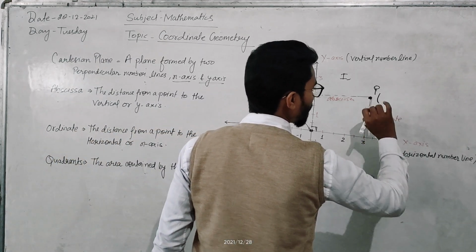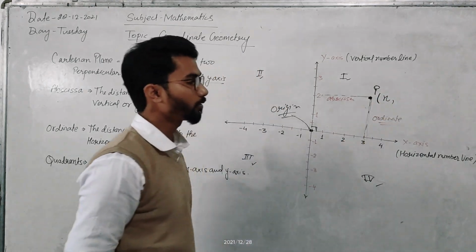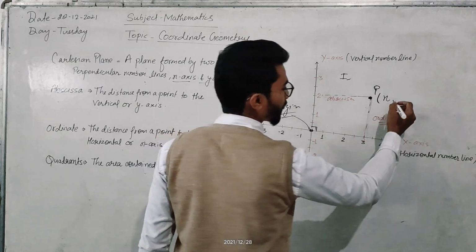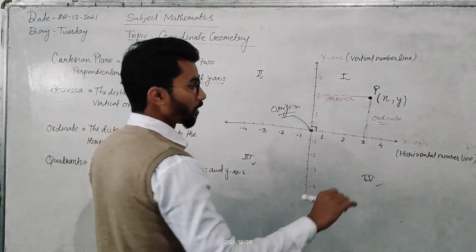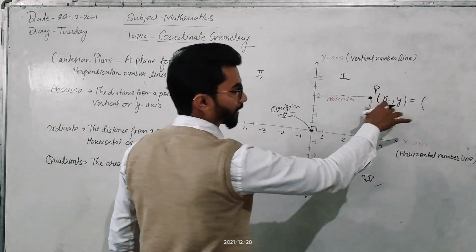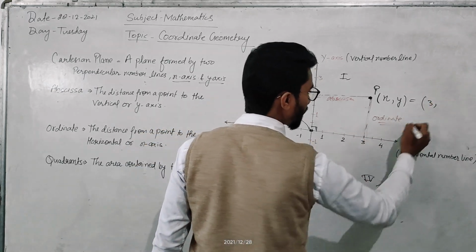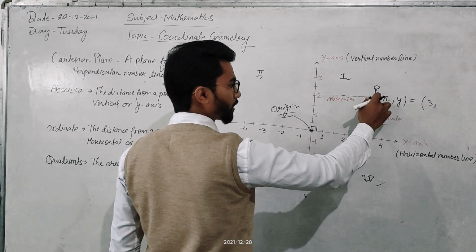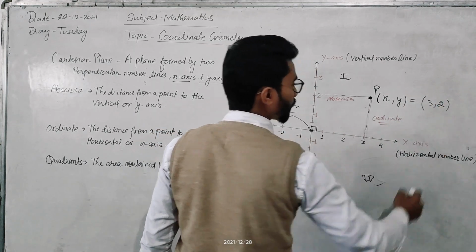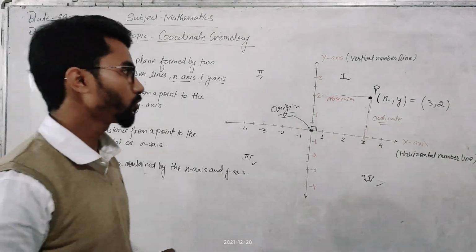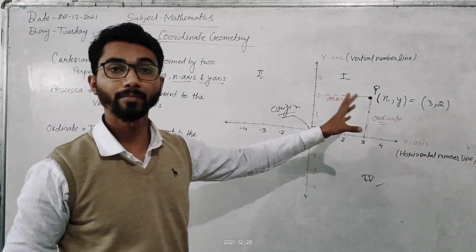So we can write it in the form of an ordered pair. What is the ordered pair? We have to put the value of abscissa first, and then put the value of ordinate after the abscissa, separated by a comma. So we can write the coordinate of this point: what is the value of abscissa? Abscissa is 3, and what is the value of ordinate? It is 2. So we can also find the coordinate of any point by using the concept of abscissa and ordinate.